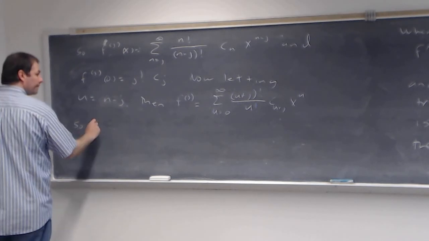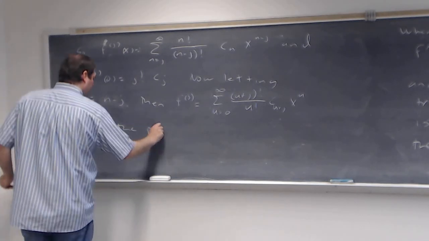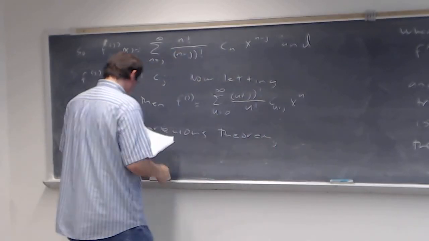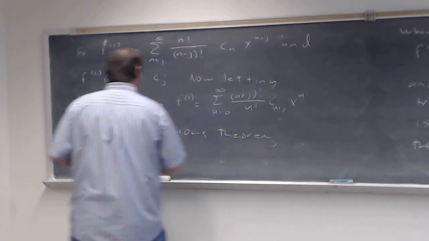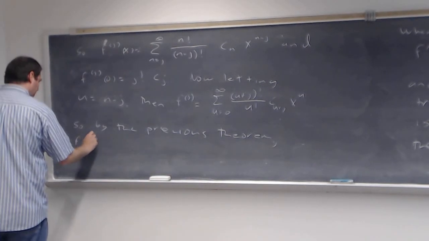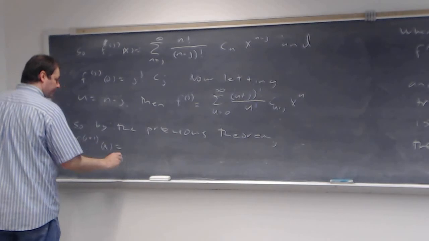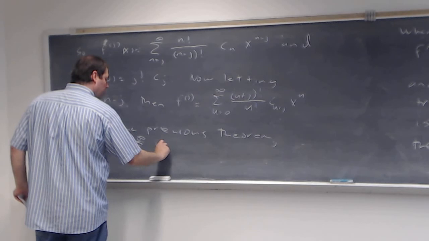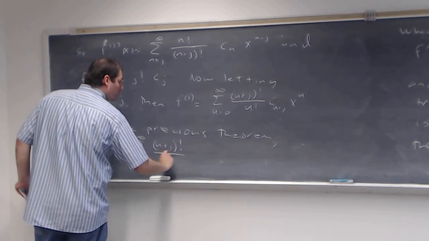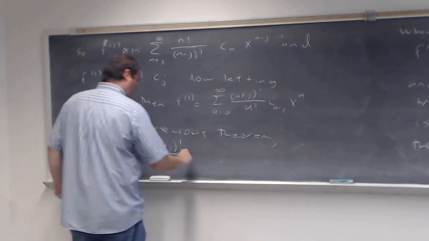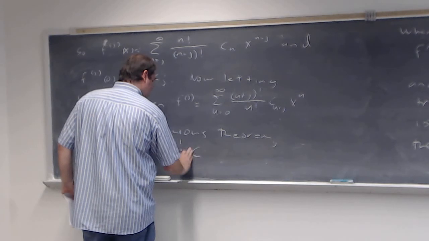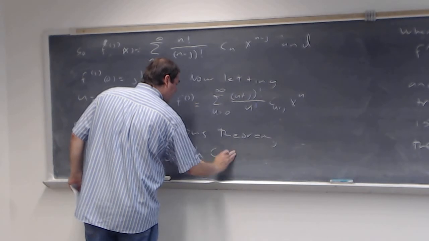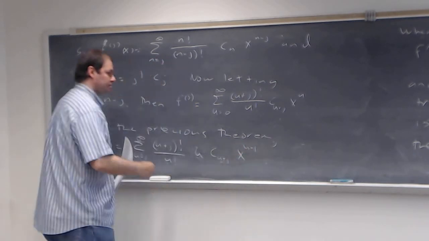So by the previous theorem, the derivative of this, that would be the j plus 1 derivative, evaluated at x is equal to the sum as u runs from 1 to infinity of u plus j factorial over u factorial times u times c sub u plus j times x to the u minus 1.